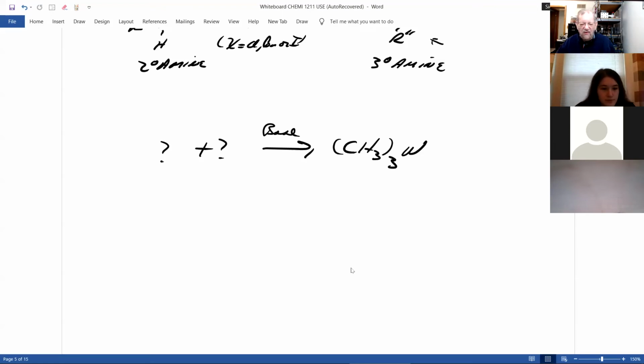And if we look at what we are trying to make, what's different? Ooh, a nitrogen. Yeah, that's an N with three alkyl groups. In this case, they're all methyl. But this is a tertiary amine. Our R prime and our R double prime can be the same, like in our example, or they could be different.